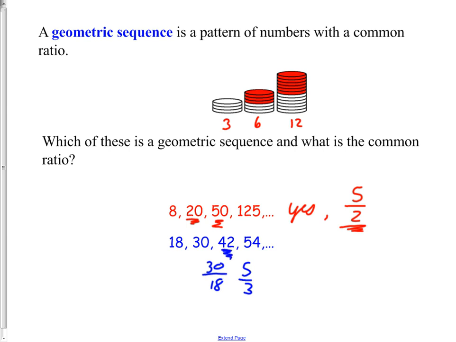Ooh, that's not the case. So this must not be a geometric sequence. Well, if it's not a geometric sequence, is it an arithmetic sequence? Let's see here. I'm adding 12, adding 12, adding 12. So yes, this is an arithmetic sequence. So which one of these is a geometric sequence? This one's not a geometric sequence.